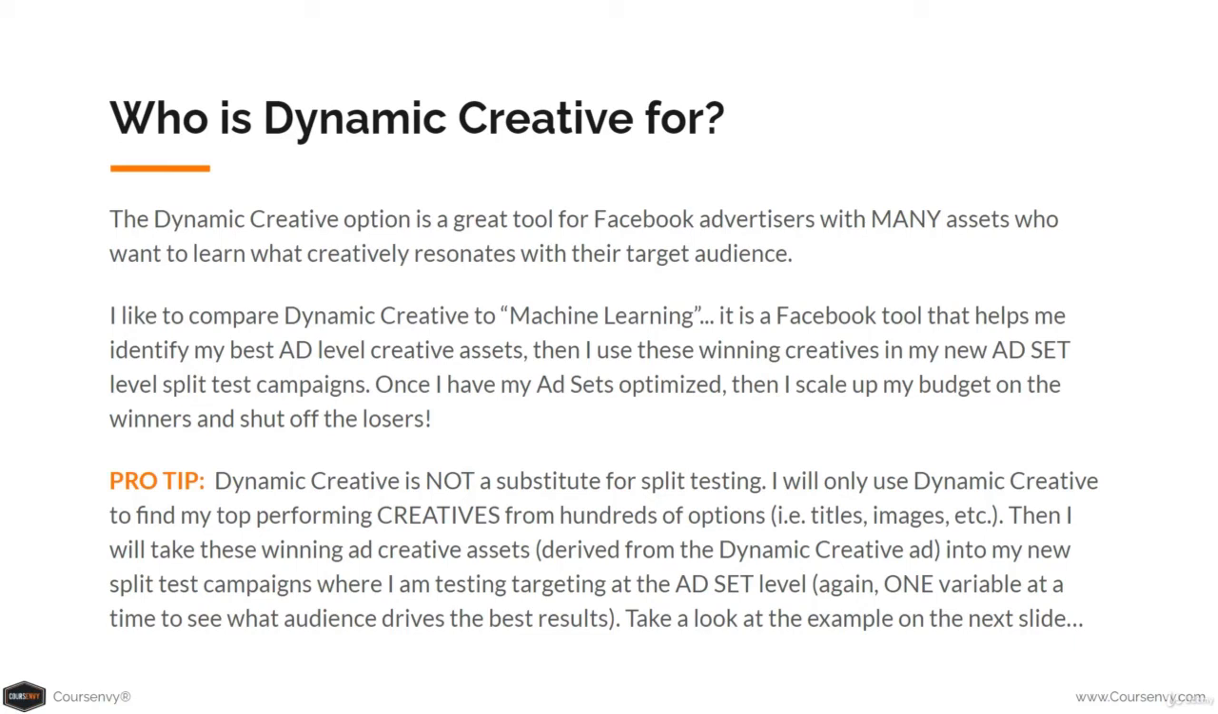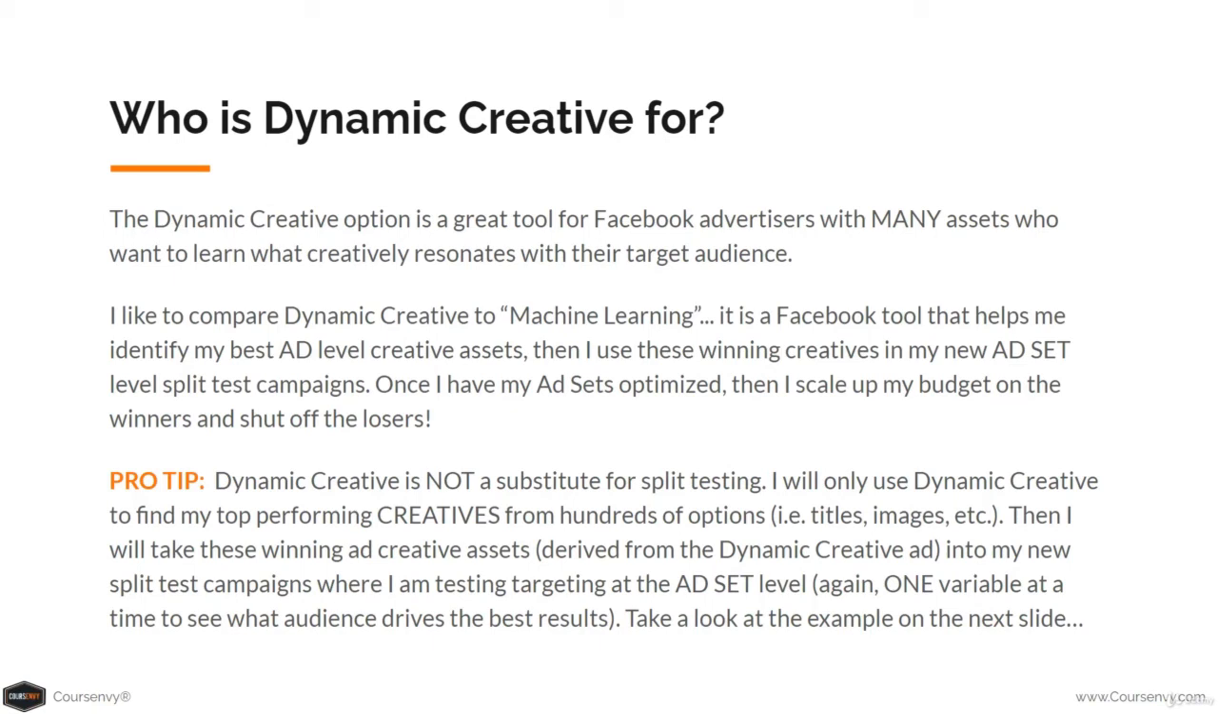I like to compare Dynamic Creative to machine learning. It is a Facebook tool that helps me identify my best ad level creative assets. Then I use the winning creatives in my new ad set level split test campaigns. Once I have my ad sets optimized, then I can scale up my budget on the winners and shut off the losers. So pro tip, Dynamic Creative is not a substitute for split testing.